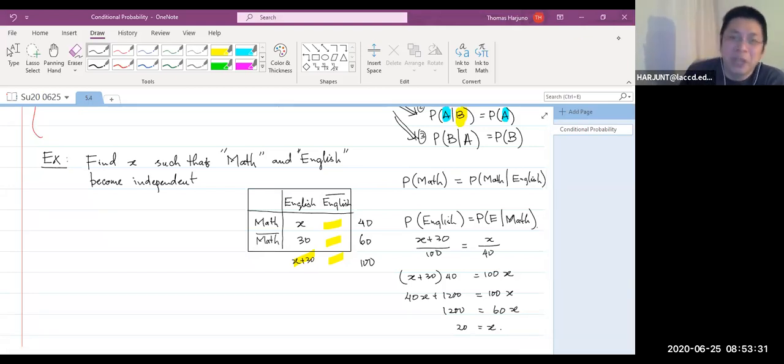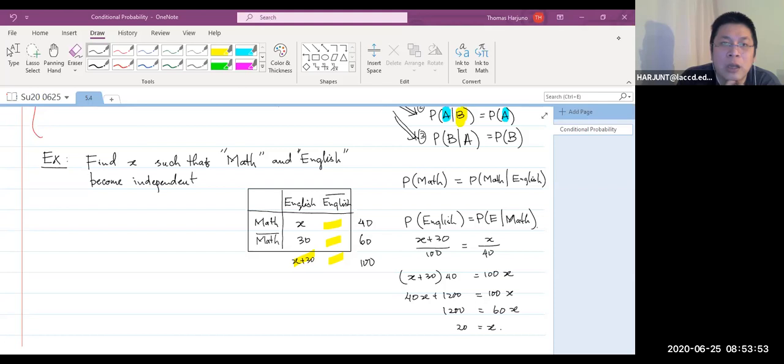So for math and English to be independent, x should be 20. Or more or less will be quite reasonable, like let's say 21 or 19. I think that's quite reasonable to say that they are close to being independent. But that's the computation.